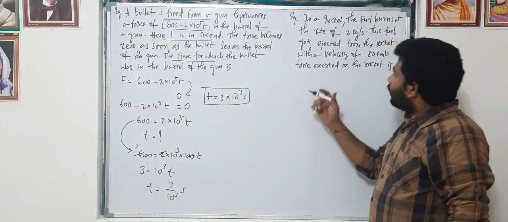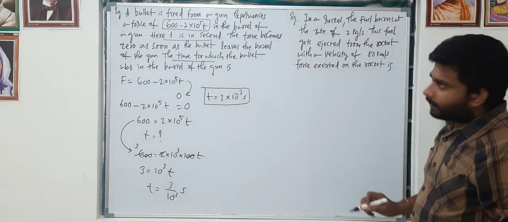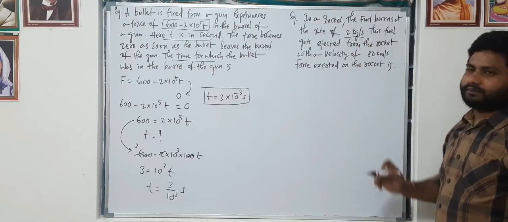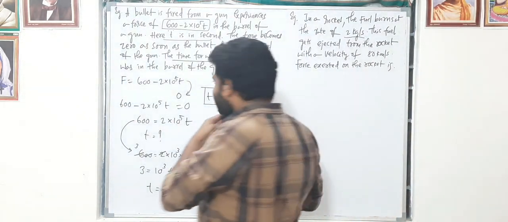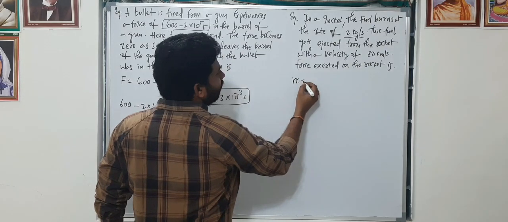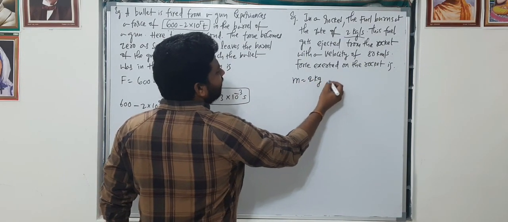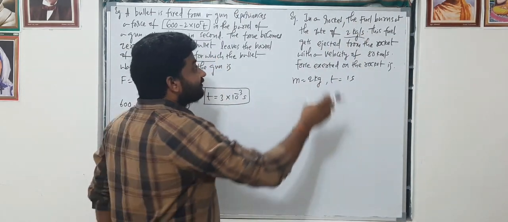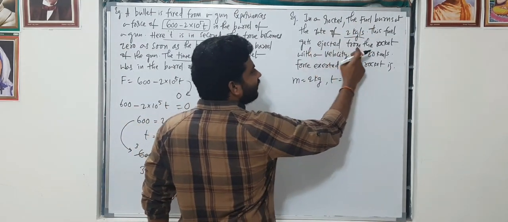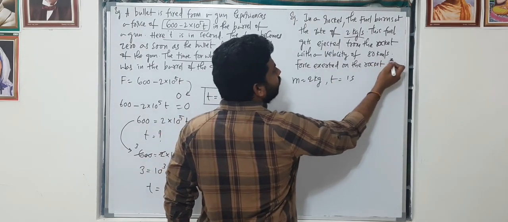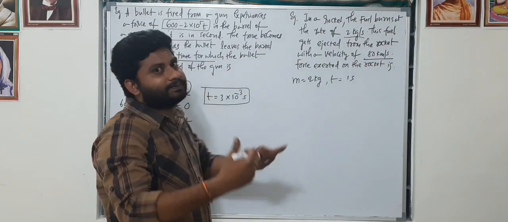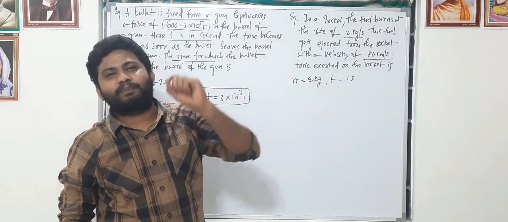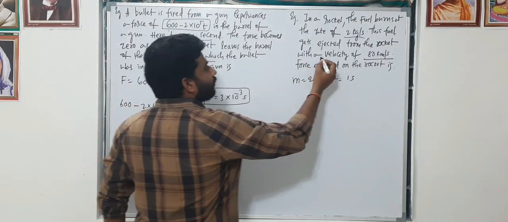Now, in a rocket, the fuel burns at the rate of 2 kg per second. So the mass of the fuel is 2 kg and the given time is 1 second. So you can see, per second, this fuel gets ejected from the rocket with a velocity of 20 kilometers per second. You know the concept behind that. Understand? So in rocket propulsion, Newton's third law is the base. So it is moving.